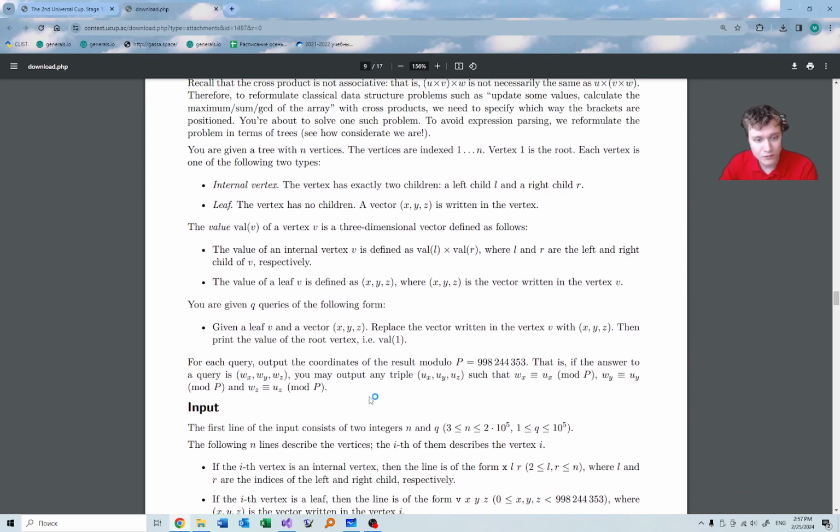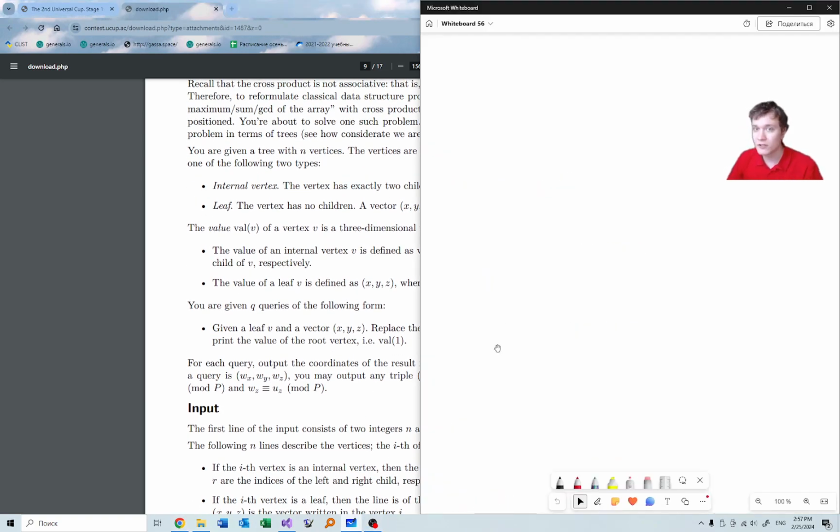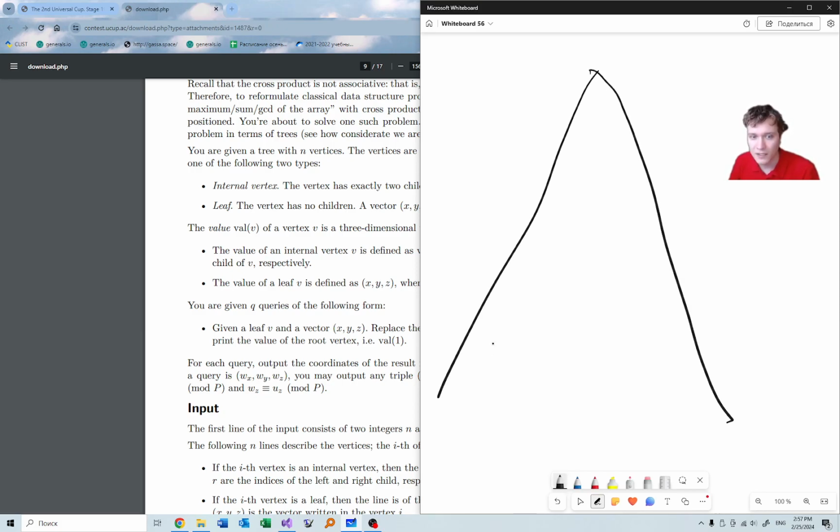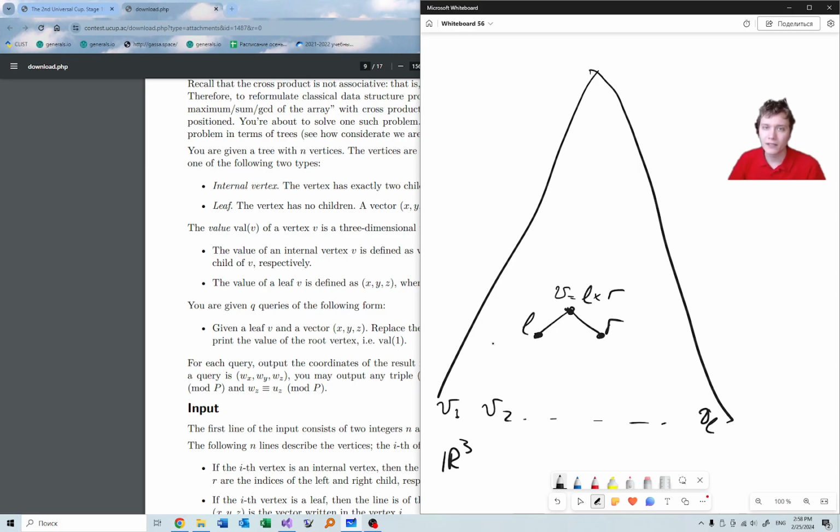So what is the problem about? We have a tree. In each leaf there is a vector of R3. And in each vertex there is also a vector, which is equal to the vector written in its left child cross product the vector in the right child. And we need to calculate the vector written in the root of the tree.